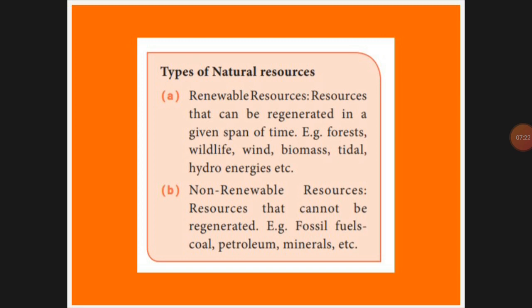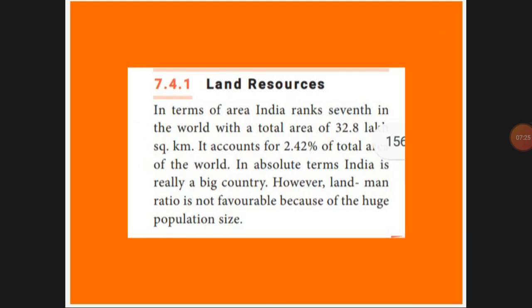In that, we'll go for land resources first. India is ranked 7th in the world, with a total area of 32.8 lakh square kilometers of forest area. It accounts for 2.42% of the total area of the world. Here, it has densely thick forest. It has a land area also. But in India, the 100 hectares of land area has started decreasing.